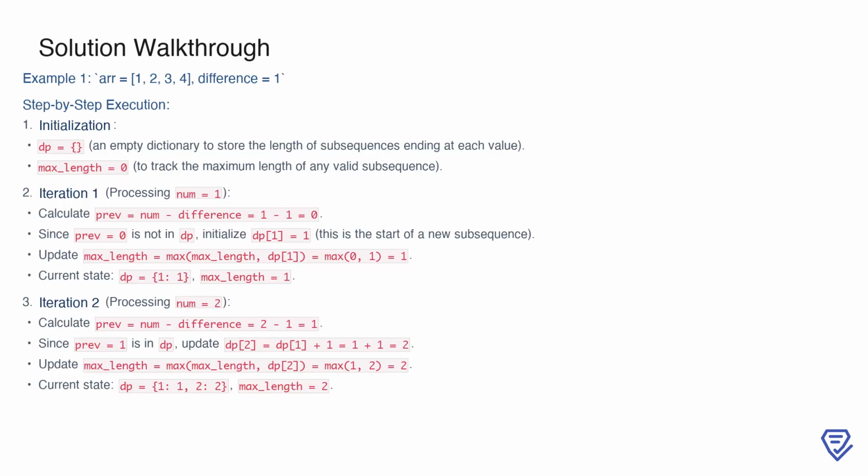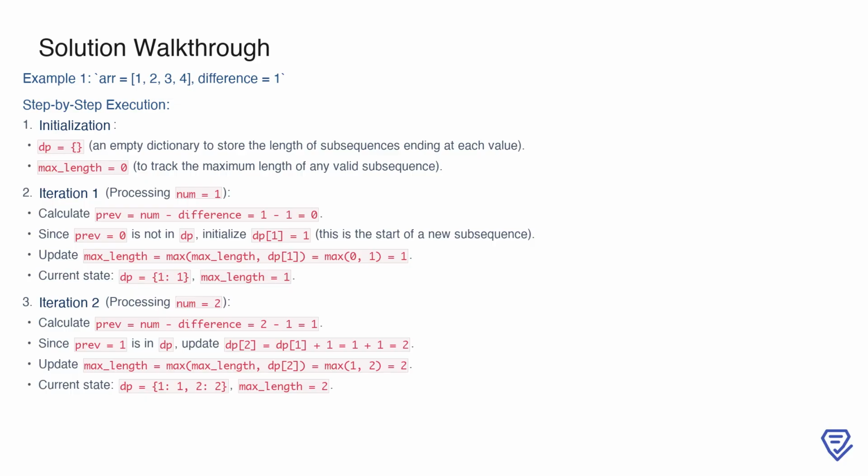Let's start with the first example, where the array is 1, 2, 3, 4, and the difference is 1. We begin by initializing two variables, DP, an empty dictionary that will keep track of the length of the longest arithmetic subsequence ending at each number, and max_length, which will store the maximum length found so far.